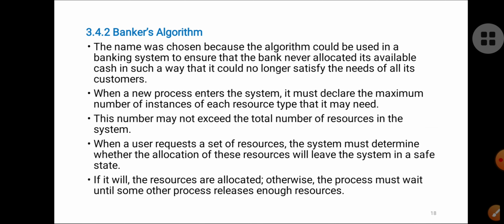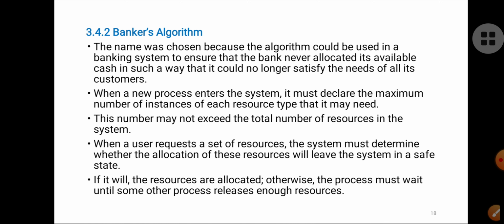Okay. So now we will see Banker's algorithm, a very interesting algorithm. The name was chosen as Banker's algorithm because the algorithm could be used in a banking system to assure that the bank never allocates its available cash in such a way that it could no longer satisfy the needs of all its customers. So usually a bank has some amount of cash. It does not give the entire amount to only one customer, so that it can satisfy all the customers of its bank. Similarly, the same concept is used here also.